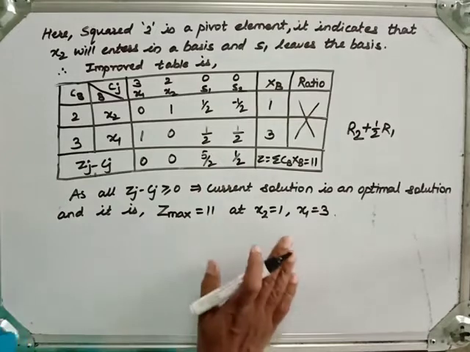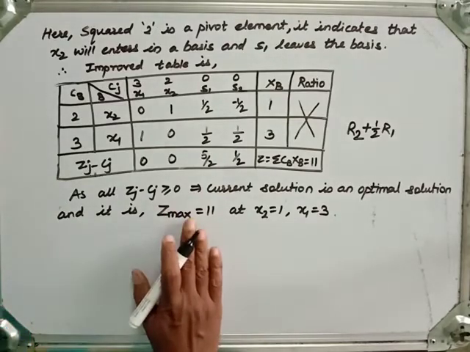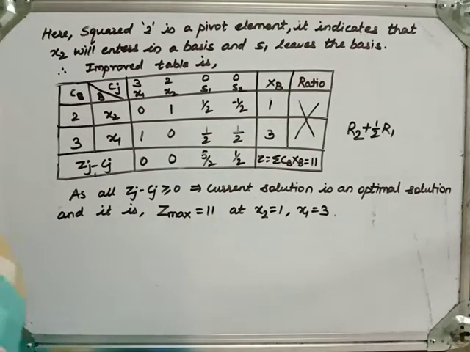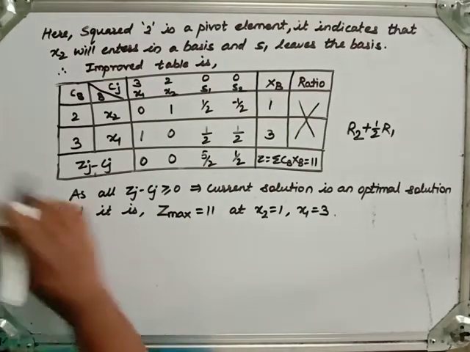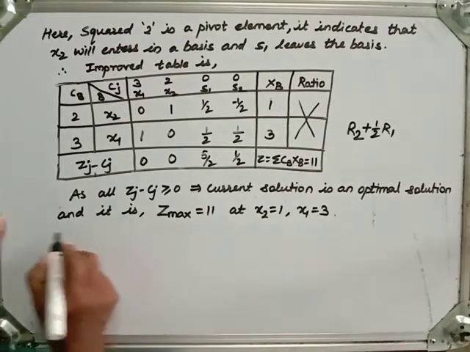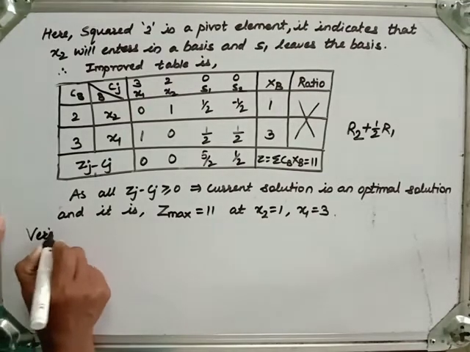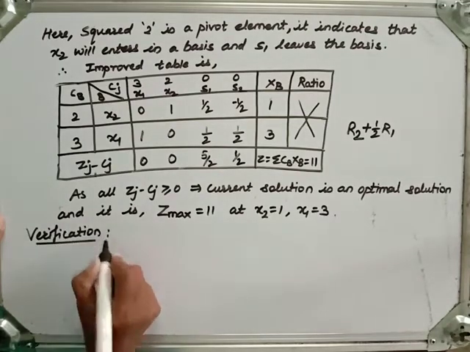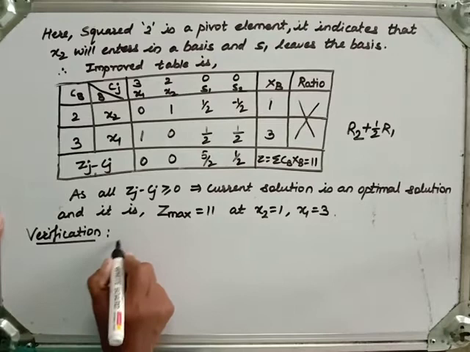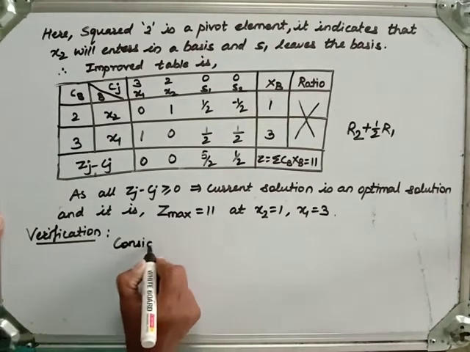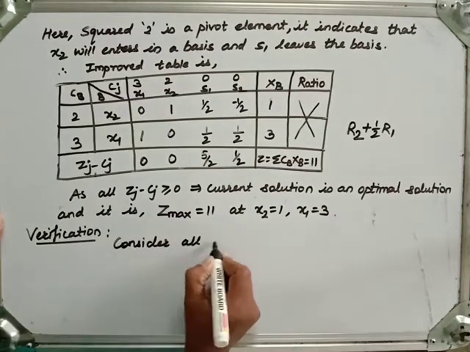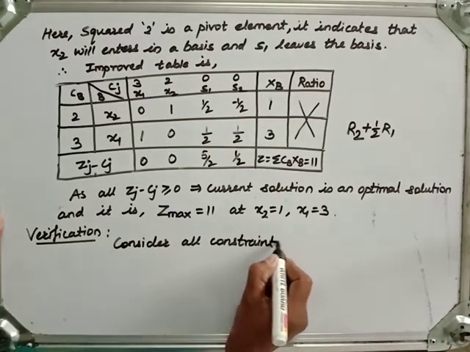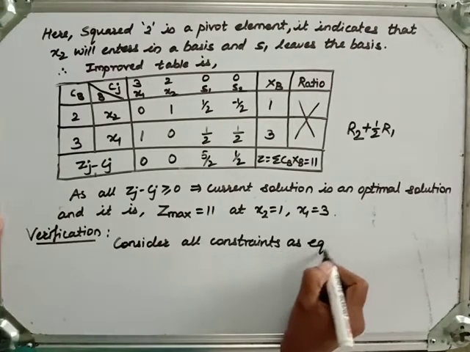Now also in this example we have to check this using graphical method. So for graphical method we have to consider all the constants as equations. So that part is what? Verification. We have to verify this answer using graphical method. So let me verify that. So consider all constants as equations.